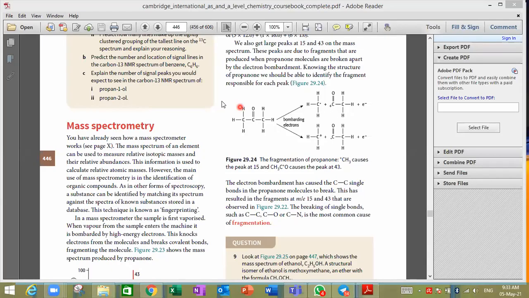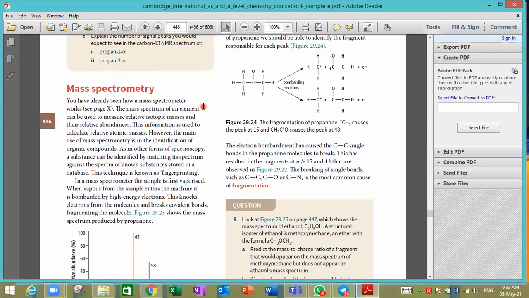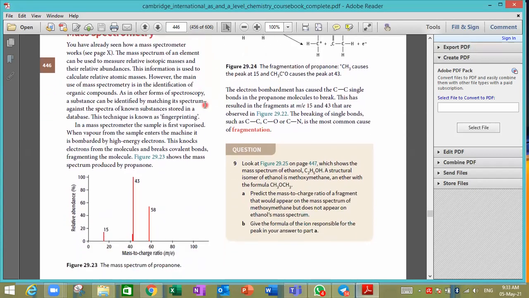Okay, we will start mass spectrometry today, isn't it? Yeah, miss, we stopped here. Yes, okay. Now, what is mass spectrometry?